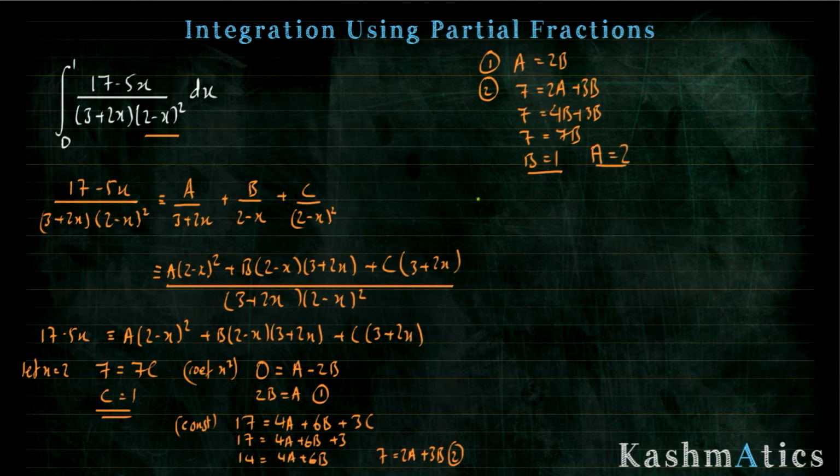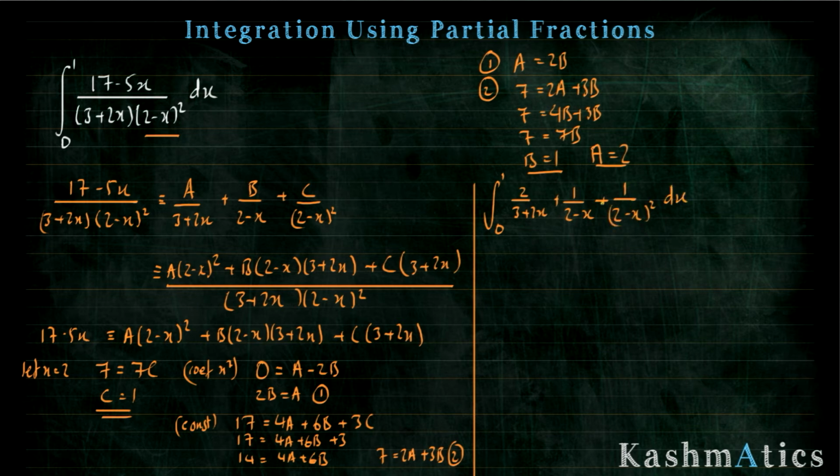So I'm in a position now where I can rewrite my integral. So just put a line down here. Okay, so my integral will become the integral between 1 and 0 of a over 3 plus 2x, so that would be 2 over 3 plus 2x, add b, which is 1, over 2 minus x, plus c, which is 1 over 2 minus x squared dx.